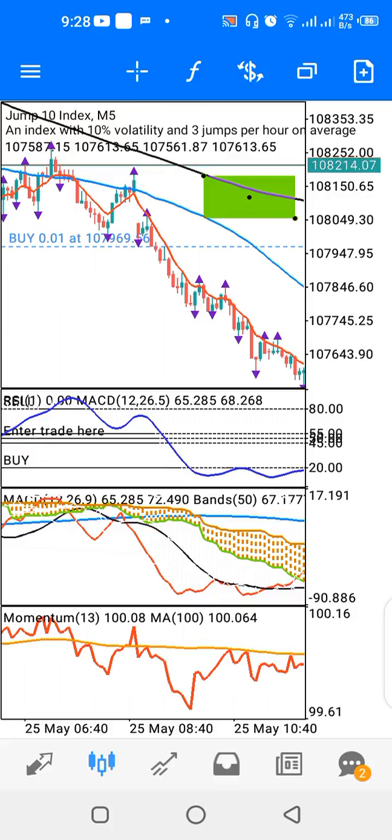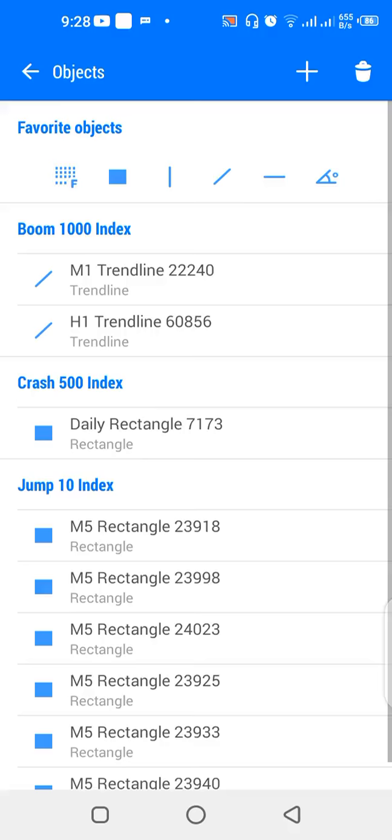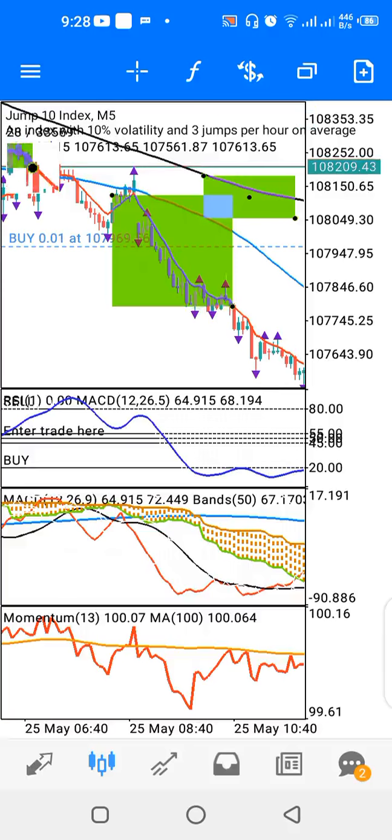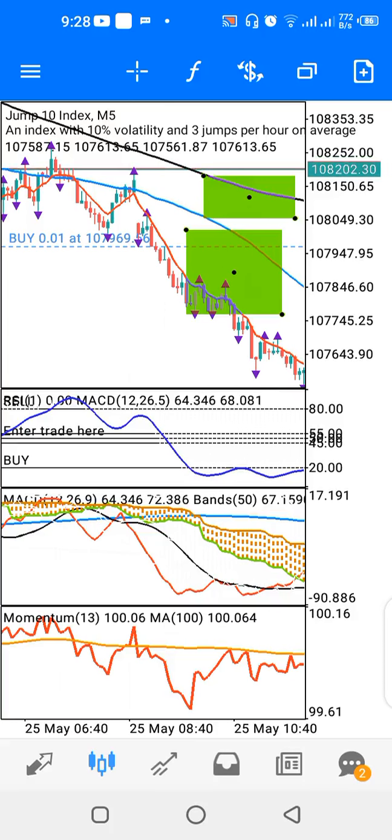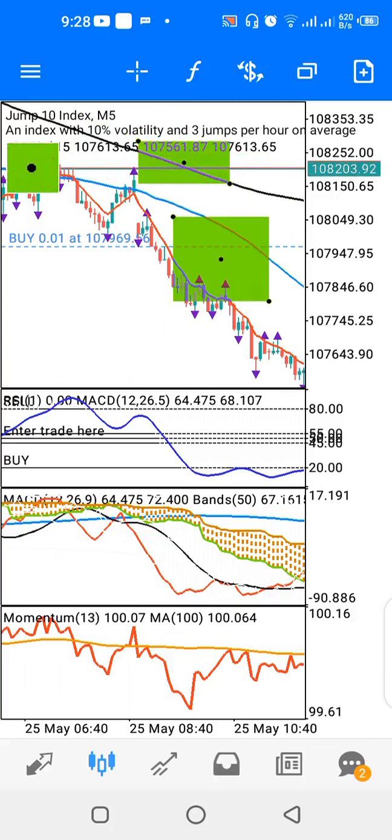Now if the two moving averages are below the black, like they are below right here, I will only look for sell signals. What I'm saying is my black moving average is above the two other moving averages on the main chart. That means I have a bearish trend, and I will only look for signals that will allow me to place sell trades only.